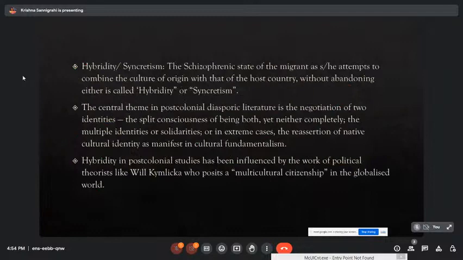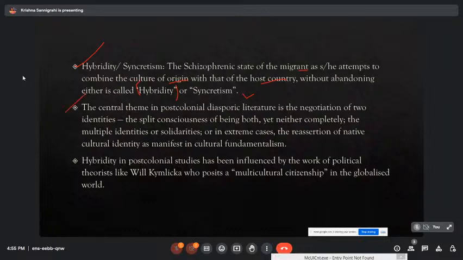Then comes the concept of hybridity or syncretism. So the schizophrenic state of the migrant, as she or he attempts to combine the culture of the origin with that of the host country without abandoning either, is called hybridity or syncretism. So herein, wherever we are saying hybrid, the word brings in the concept of two things together. So it's not just one, but a mixture of two things or two identities.